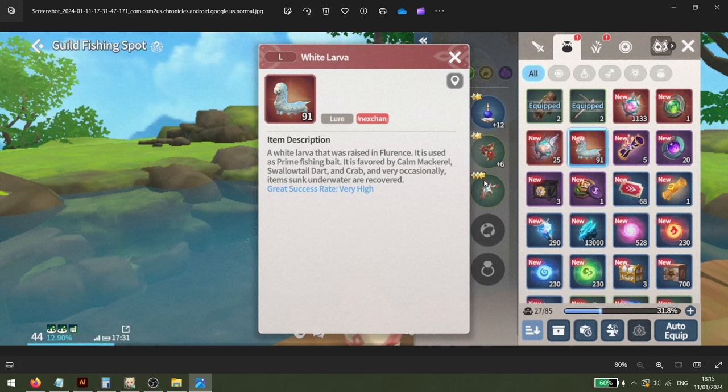And now for the fishing item itself. So here's the description that we have. A white larva that was raised in Florence, it is used as prime fishing bait, and with it you will mostly catch coal mackerel, swallowtail dart, and crabs, and very occasionally you might get other items. So I have used 100 of these, and here's what I got in total.